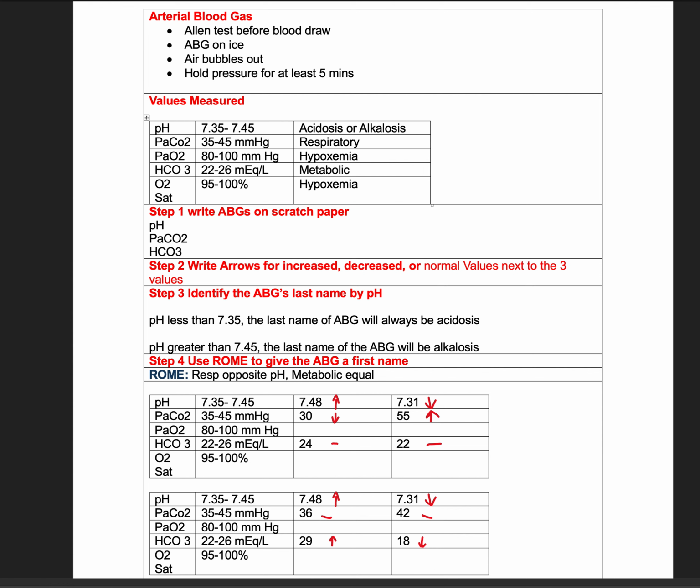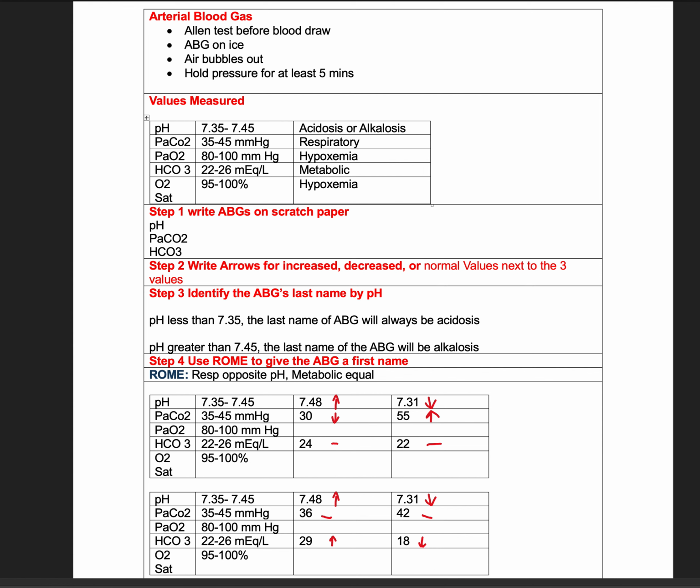So the normal pH is 7.35 to 7.45. So this determines whether my patient is acidotic or alkalotic. And this is where I see most students make mistakes. If the pH is less than 7.35, it will always be acidotic. The patient will always have acidosis. If it's greater than 7.45, the patient is alkalotic, and the last name of the ABG is going to be alkalosis.